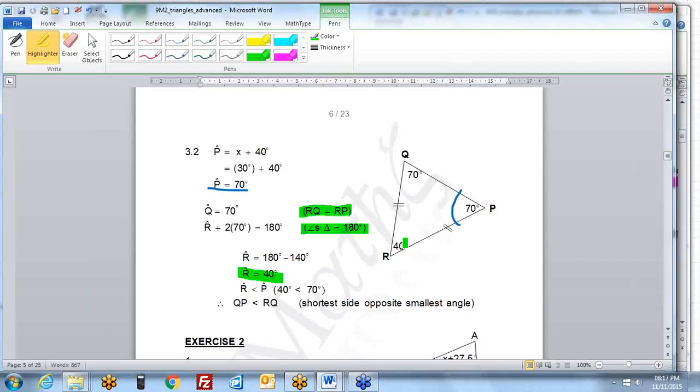And now you say that the side opposite angle R, QP, will be smaller than RQ because angle P is larger than angle R. So the shortest side is opposite the smallest angle.